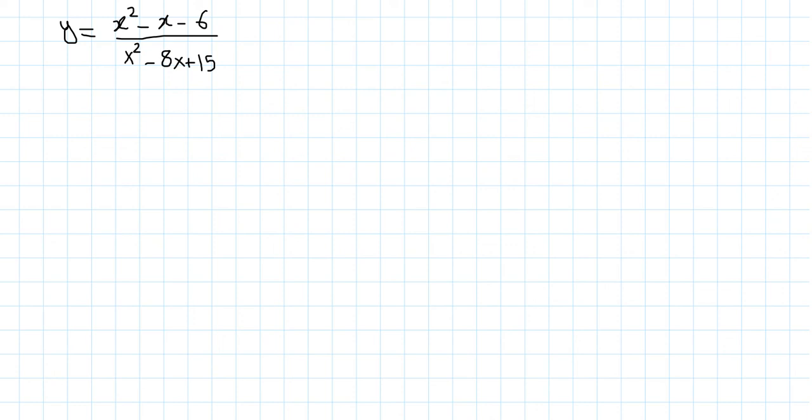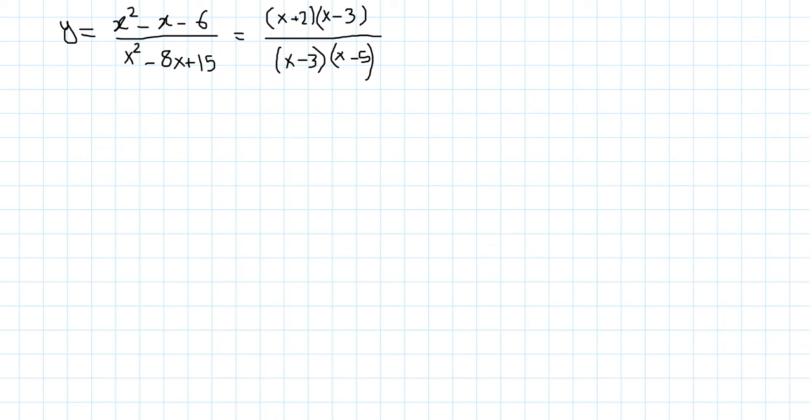At first you should factorize. If you can factorize, it's better. So you know how to factorize it. I explained it in this channel, how to factorize this. So easily, in numerator we have x plus 2 times x minus 3, and in denominator we will have x minus 3 and x minus 5.